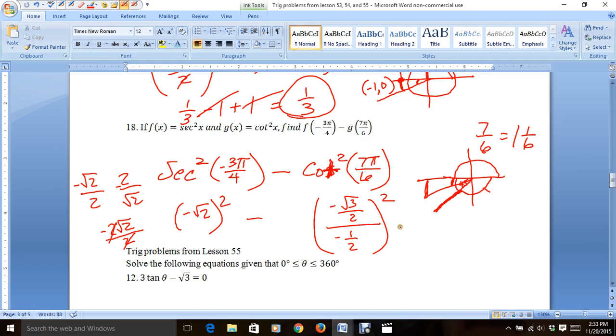All right, so if we work all this out, this becomes just 2, and then this is square root of 3, so if you square it, it becomes 3, so negative 1 is your final answer on that problem. So that is lesson 54, the trig functions in lesson 54, and that's the end of that video.